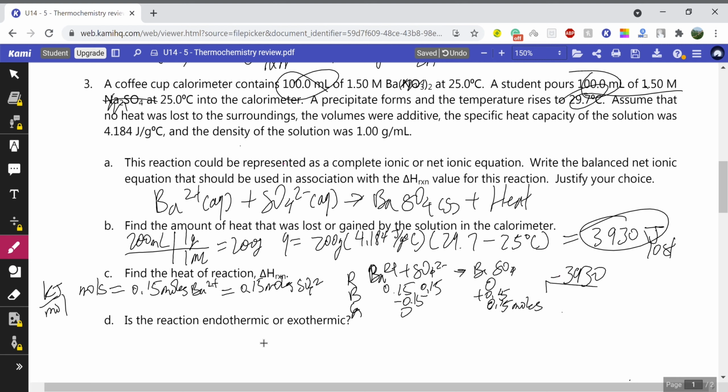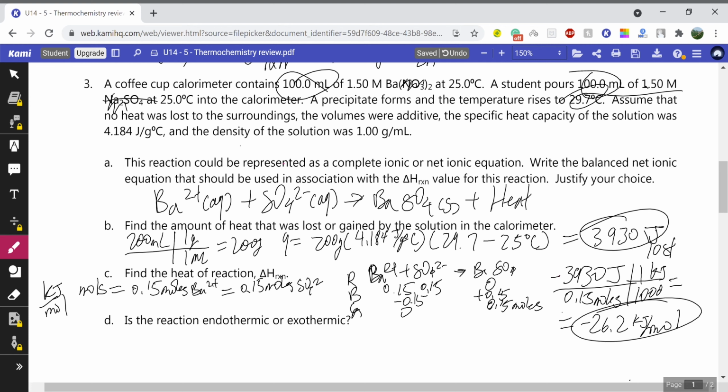Energy lost is negative joules divided by 0.15 moles. And since we're looking for kJ per mole, we're going to convert it, 1 kJ for every 1,000 joules, because delta H is always calculated in kJ. So that's why we need to divide by 1,000. So negative 3930 divided by 0.15 divided by 1,000 is going to give us negative 26.2 kJ per mole. That is our delta H. Now, is this endothermic or exothermic? It is exothermic, because again, we're releasing heat and our delta H of reaction is negative.